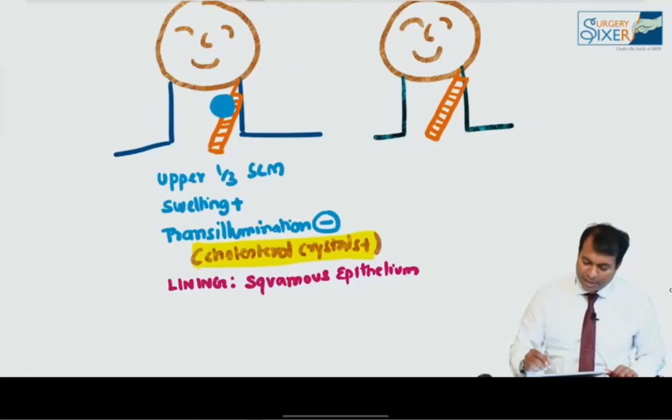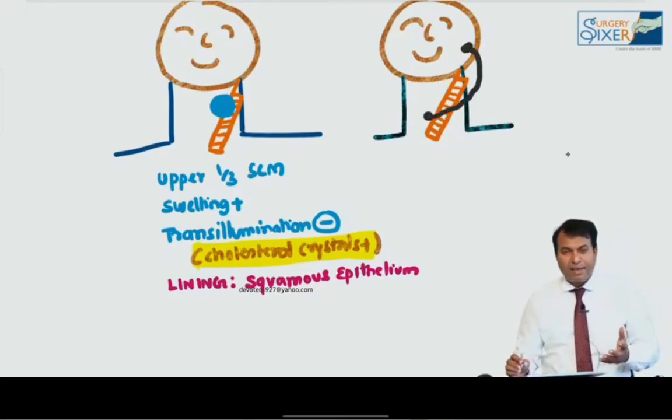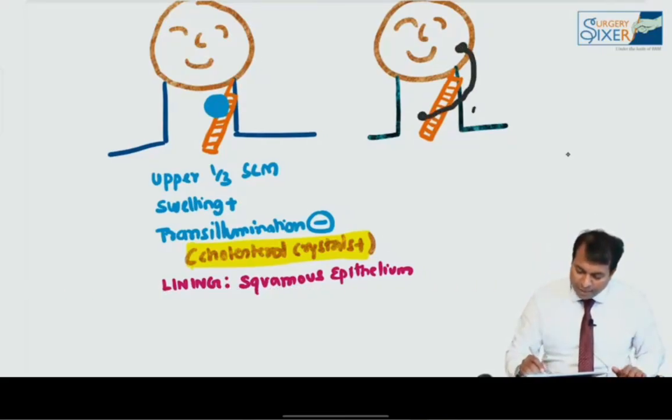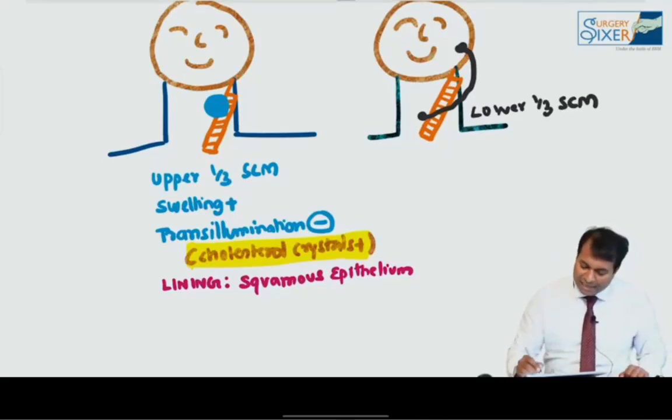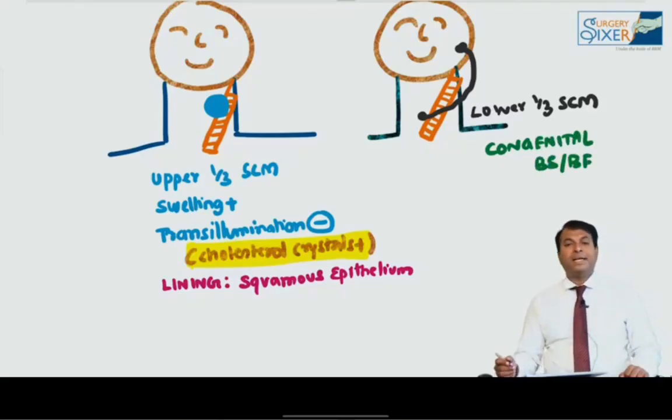Another point you have to remember here is the congenital branchial fistula, where I told you it will open. This is a congenital branchial fistula or sinus. Many times it is a sinus only, not a fistula. It is seen in the lower third of the sternocleidomastoid muscle, on the anterior surface.